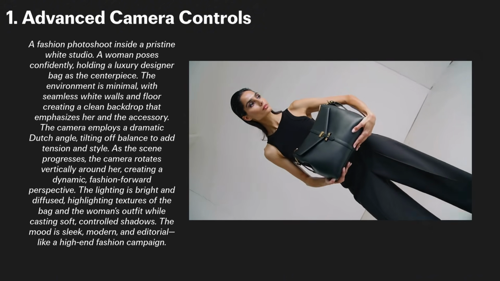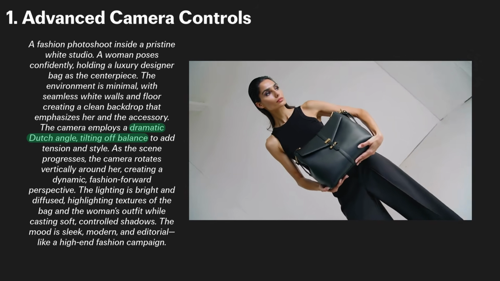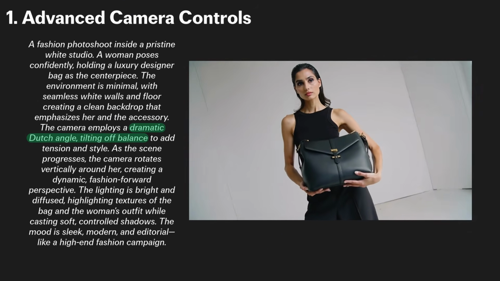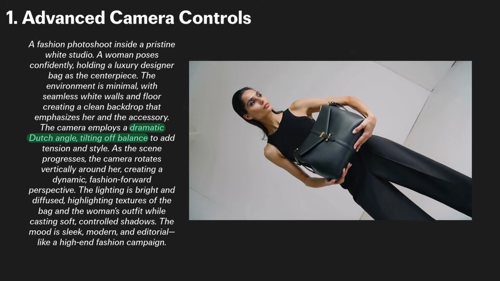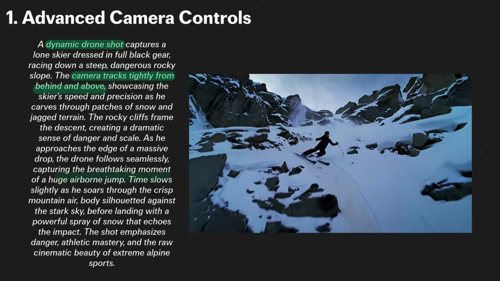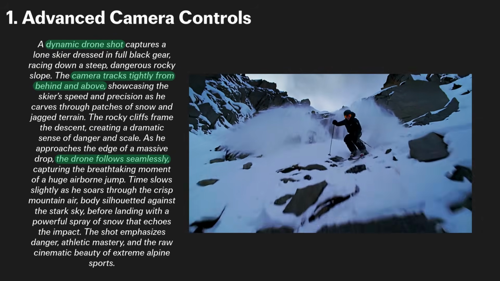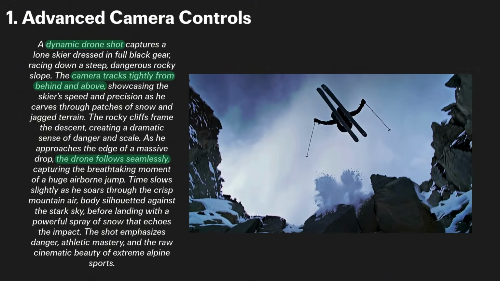In this example, we've specified directly in the prompt that we want a Dutch angle effect, and Kling 2.5 carries it out flawlessly. There's no need to memorize any of these prompts, they'll all be in the video description. In this example, we've specified that we want a dynamic drone tracking shot, and we can see that Kling 2.5 maintains great coherence throughout this 10-second video, despite the video being very motion heavy.